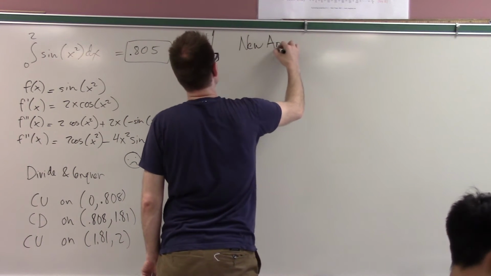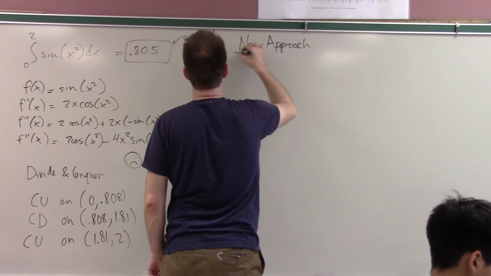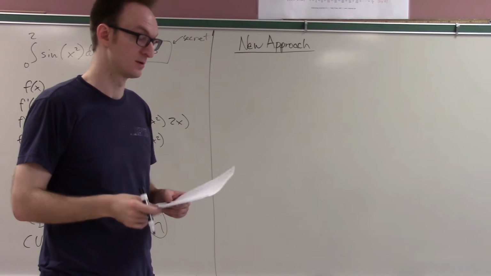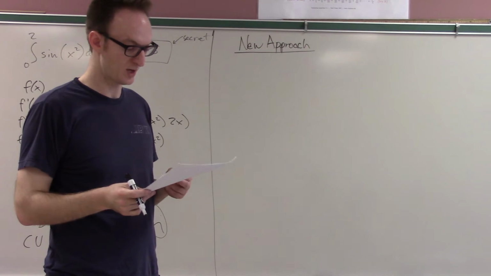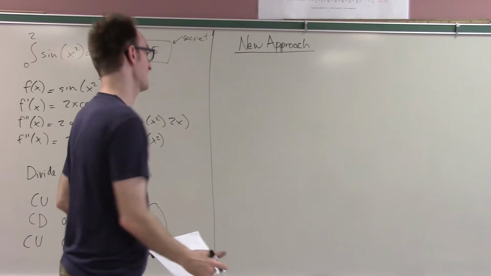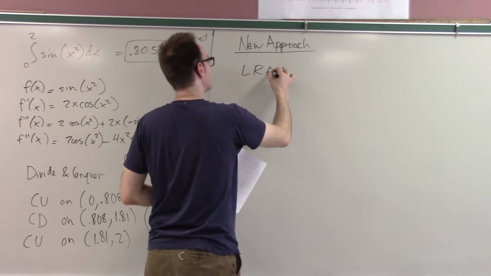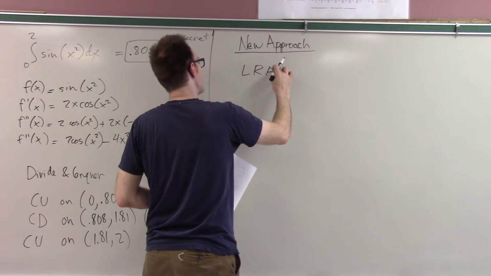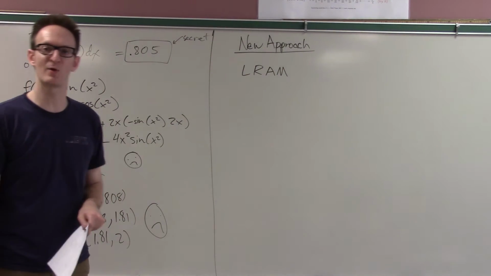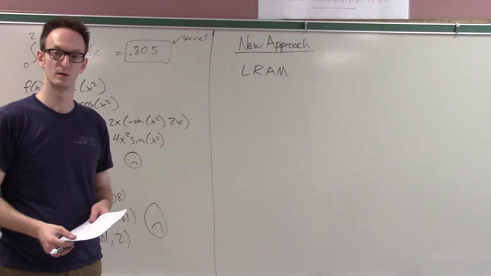The new approach is to somehow theoretically calculate how much error we're going to expect. Crap, this is some statistics. I don't think it's statistics. It is error analysis. Okay, so let's start with the easy case. Let's do LRAM. Just qualitatively, when do I expect LRAM to give me lots of error, and when do I expect LRAM to give me not so much error? When it's really steep, you should have a lot of error.